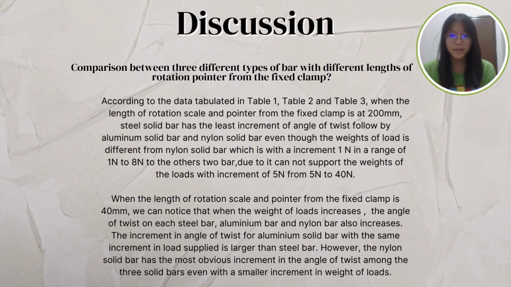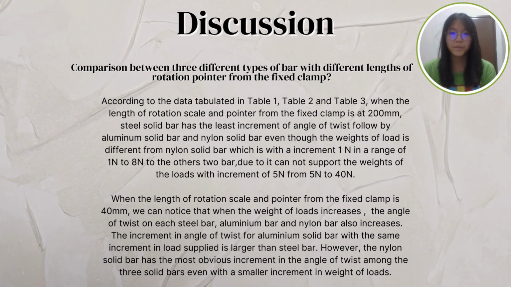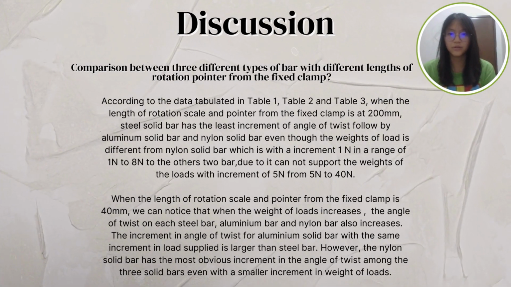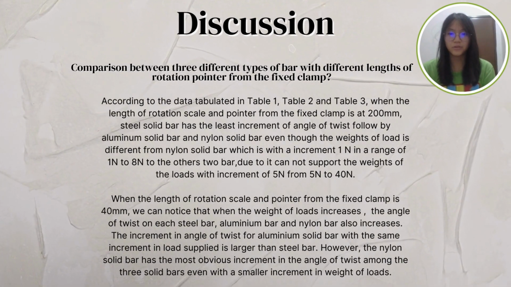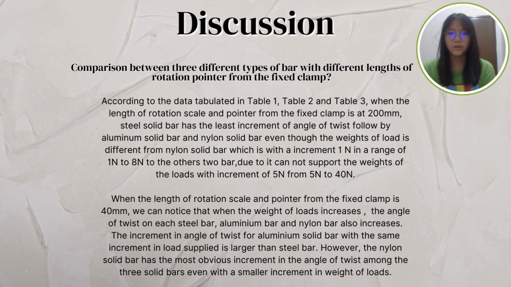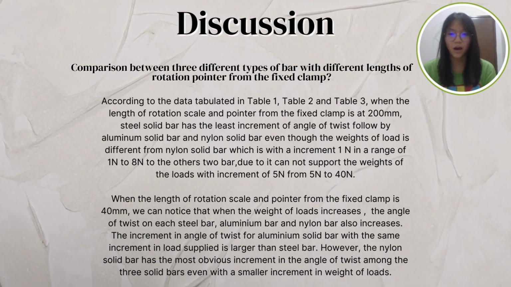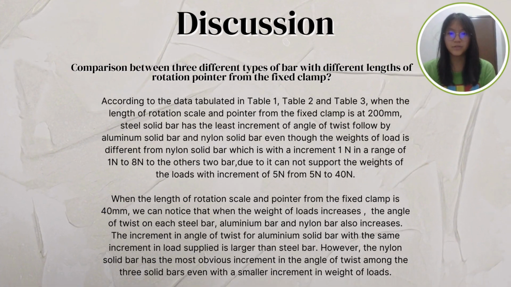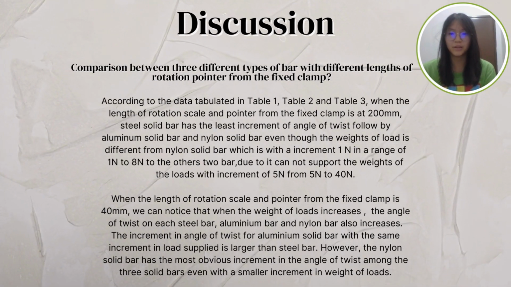When the length of rotation scale and pointer from the fixed cap is 40 mm, you can notice that when the weight of loads increases, the angle of twist on each steel bar, aluminium bar, and nylon bar also increases. The increment in angle of twist for aluminium solid bar with the same increment in load supply is larger than steel bar. However, the nylon solid bar has the most obvious increment in the angle of twist among the 3 solid bars, even with a smaller increment in weight of loads.